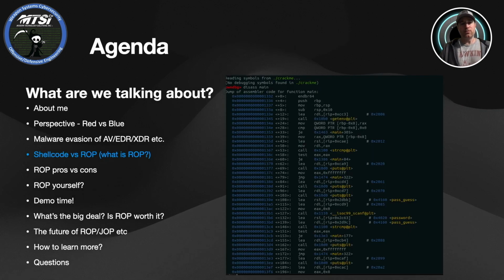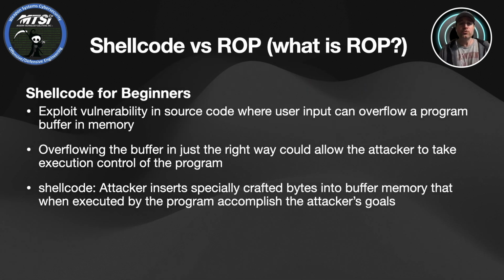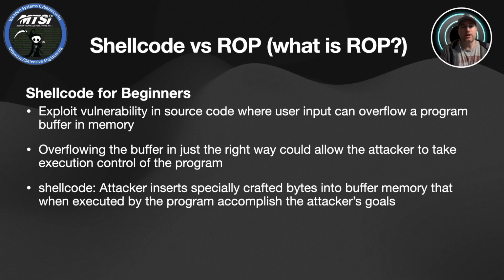So let's now look at shellcode versus ROP and talk about what is ROP, the whole point of this talk. For those who aren't familiar, we'll do a small shellcode for beginners. What is shellcode? In summary and in a short definition, it's exploiting a vulnerability in source code where the user input can overflow a program buffer in memory.